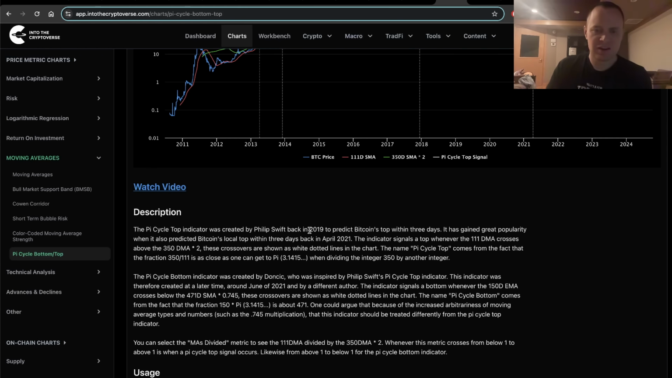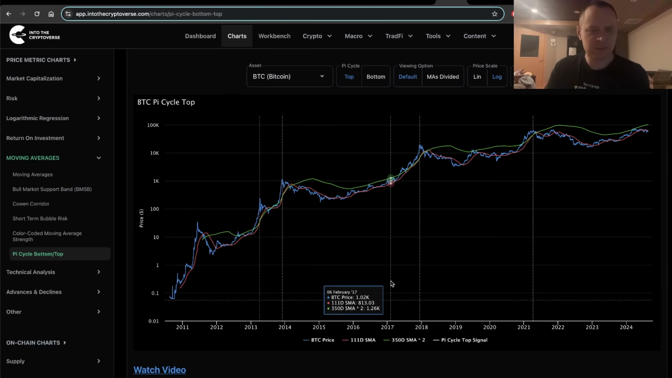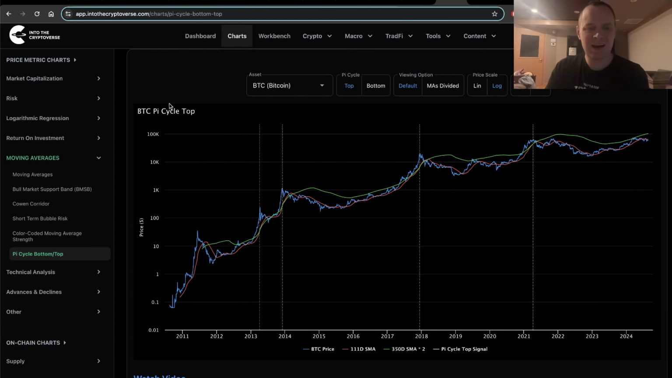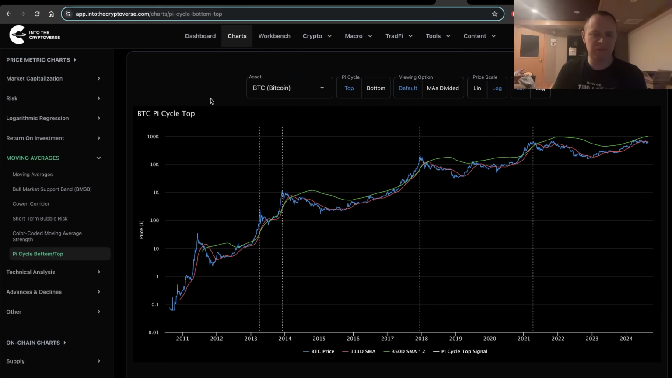One of the things that is often talked about when the price of Bitcoin is going up is the Pi cycle top. Essentially, if you're not familiar with it, it's two moving averages, right? The 111-day SMA and 2 times the 350-day SMA. And the idea is that when they cross, it's within approximately 3 days of the market cycle top.